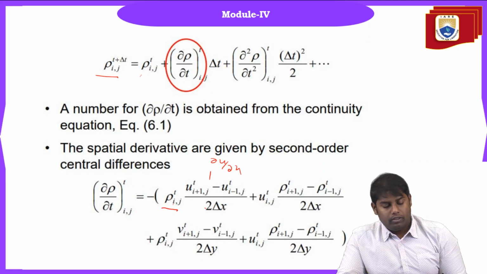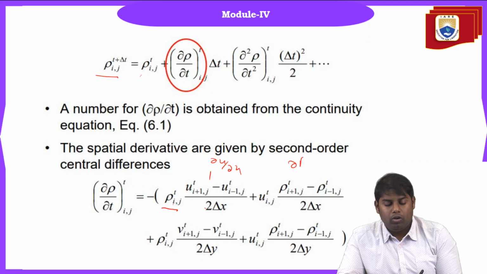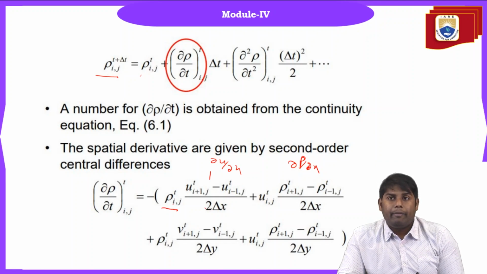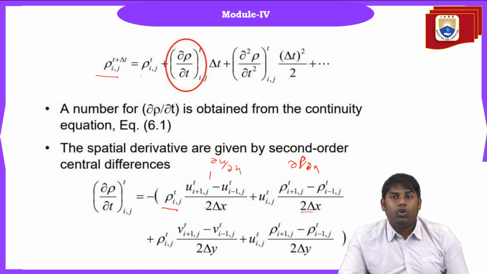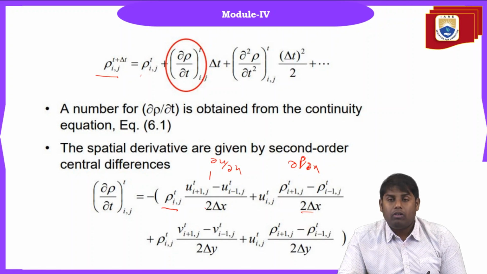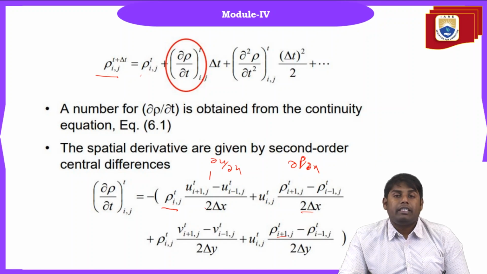Next, similarly, we have ∂ρ/∂x, again with i+1, j and i-1, j divided by 2Δx. Next, we have ∂v/∂y, so we have i+1 and i-1 divided by 2Δy. Similarly, we have ∂ρ/∂y, with i+1 and i-1 divided by 2Δy. So these are the equations coming under the central difference scheme.